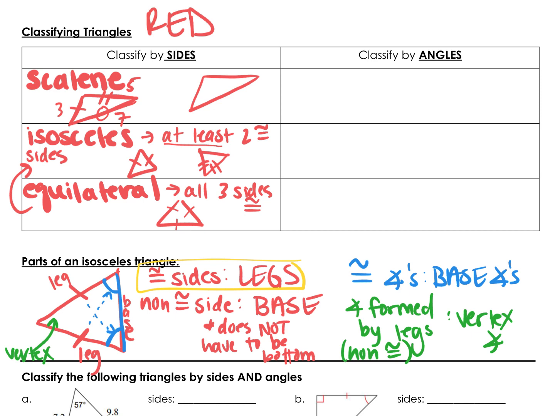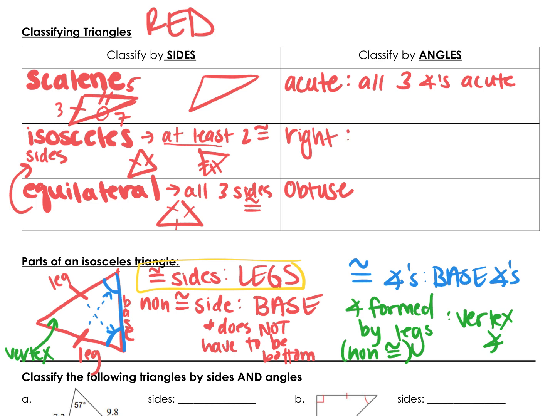Okay. And then classifying by angles, it's the same way as we classify just normal angles. Our 3 types are acute, right, and obtuse. So an acute triangle means that all 3 angles are acute. Remember, acute means less than 90 degrees. In a right triangle, there's 1 right angle and 2 acute angles.